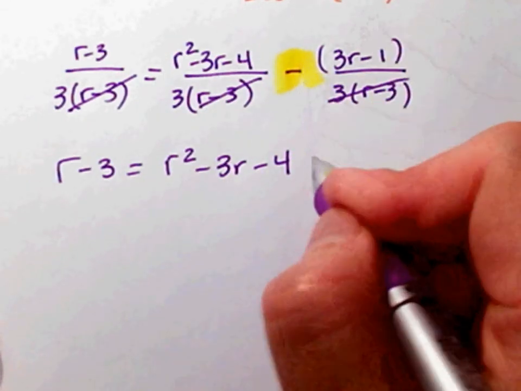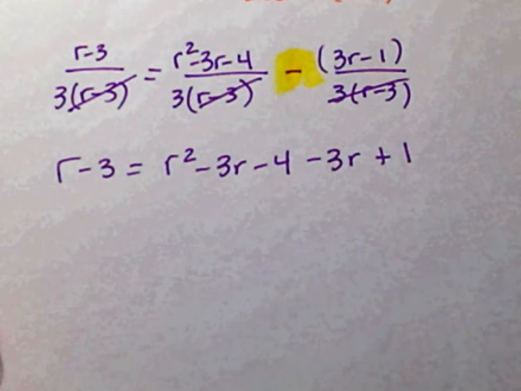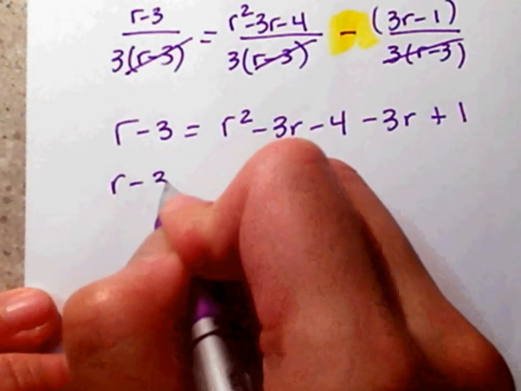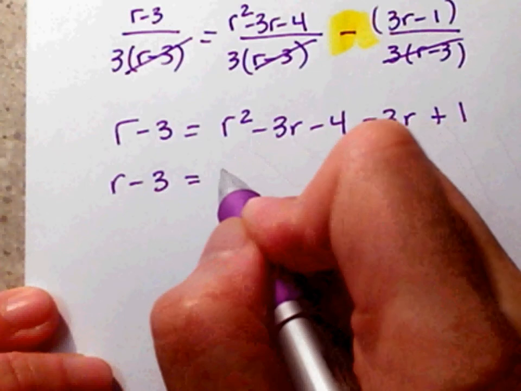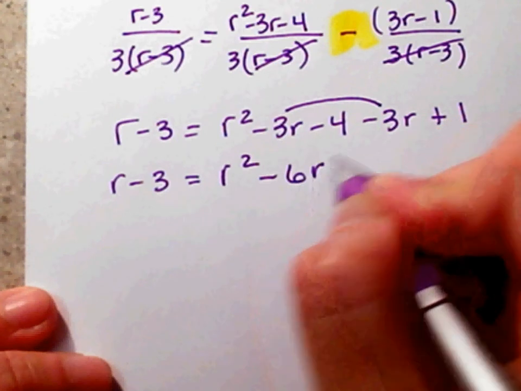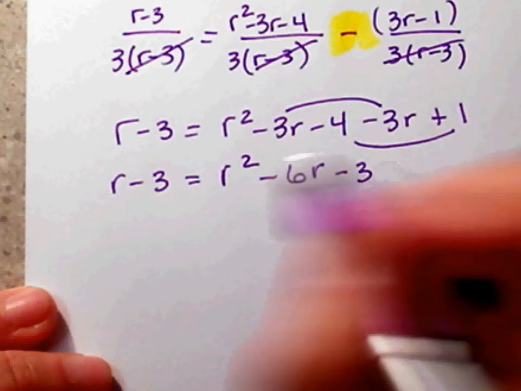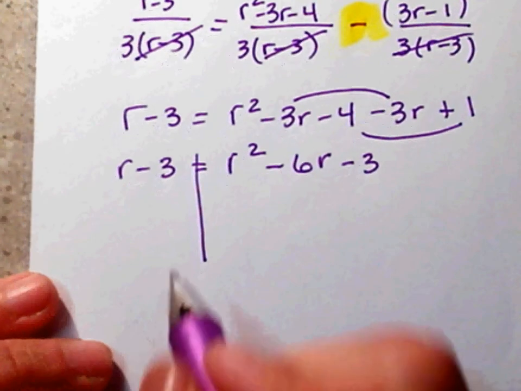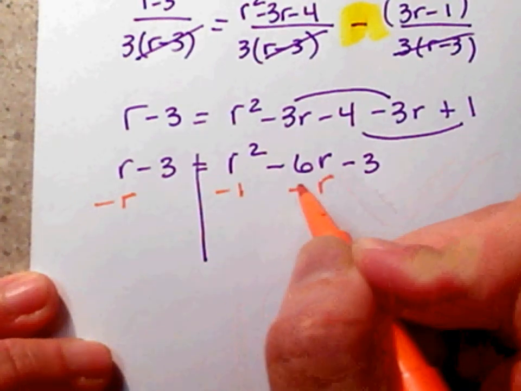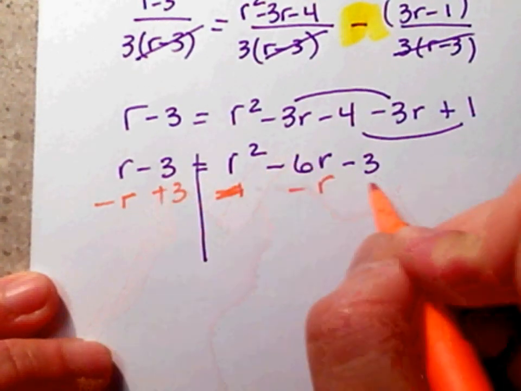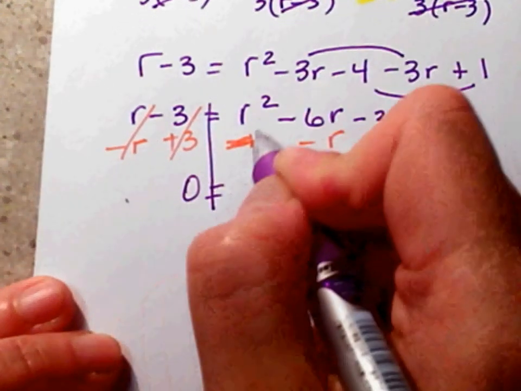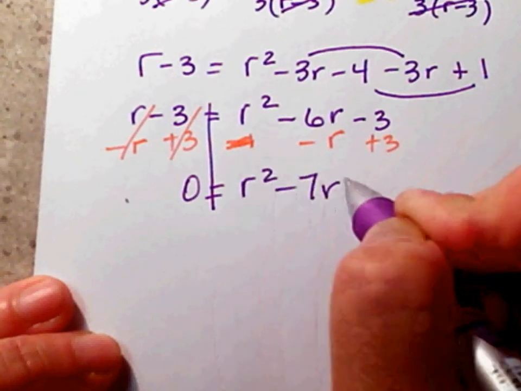Okay? I got a square here. Let's combine some like terms. Keep that in mind in case it's a quadratic. r squared, negative 3r minus 3r is negative 6r, minus 3. Okay? Set it equal to 0. Minus r, minus r. Plus 3, plus 3. See how that cancels out? So you have 0 equals r squared minus 7r. Guess what happens to my 3? Those cancel out. Oh, look, you only have 2 terms.